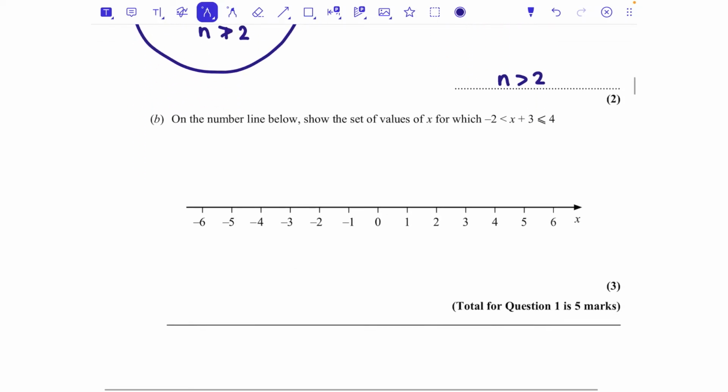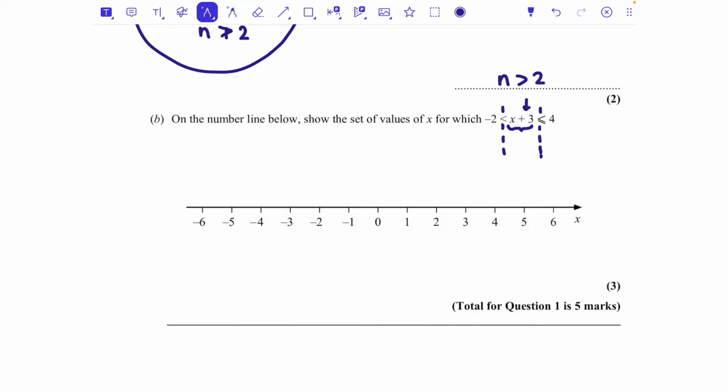Part B, on the number line below, show the set of values of x for which minus 2 is less than x add 3, and that is less than or equal to 4. So I've got 3 parts here. And I'm going to put dotted lines just to show you. X add 3, this expression in the middle here, needs to be bigger than minus 2 and less than or equal to 4. So when I add 3 to a number, it needs to be bigger than minus 2 and less than or equal to 4.